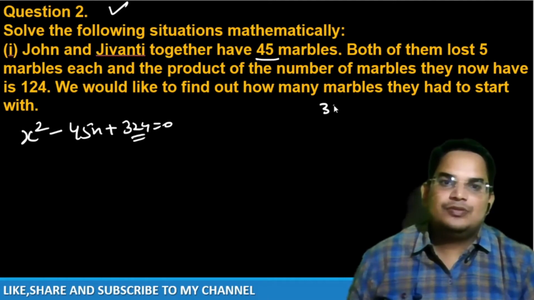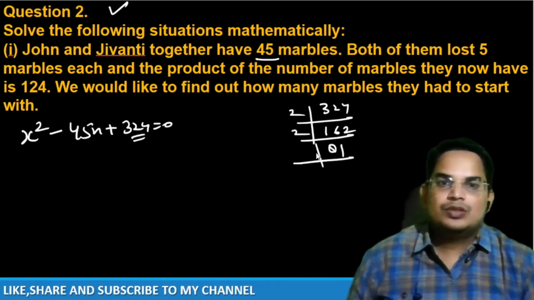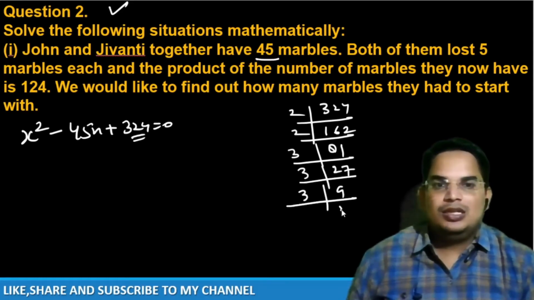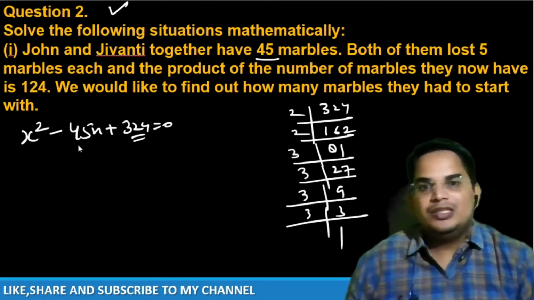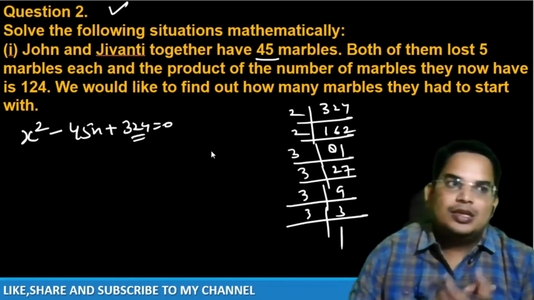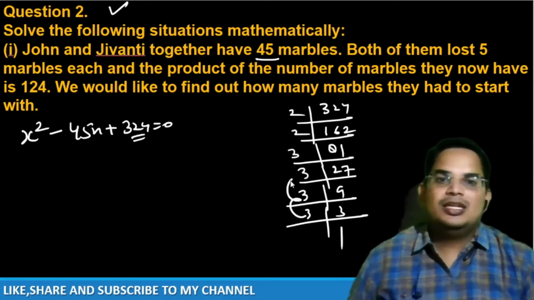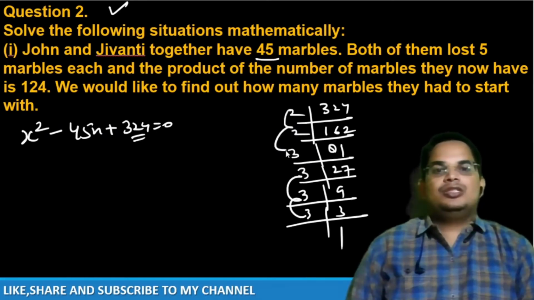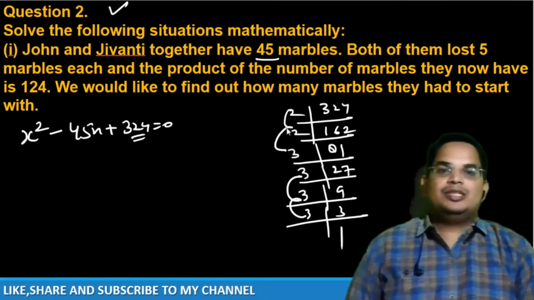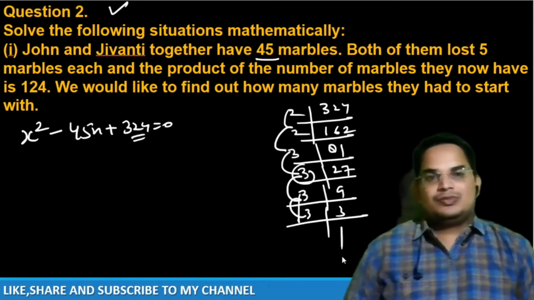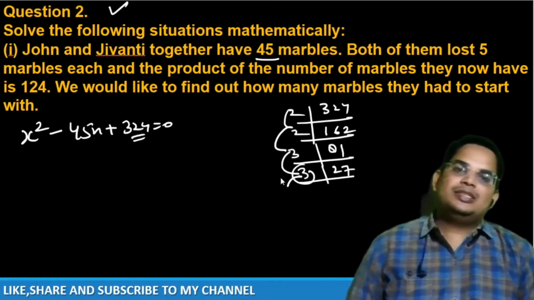So what are the factors of 324? If I talk about 324, 2 1s are 2, and after this 2 6s are 12, 2 2s are 4, 2 8s are 16, 3 2s are 6, 3 7s, 3 9s, 3 3s, and 3 1s. So 45 is given here, so I have to find two numbers in such a way that the product will be 324 and the addition will be 45. Look at this, 3 3s are 9, 9 3s are 27, and 2 2s are 4, 4 3s are 12. No, it is not possible. So what you can say, 2 2s are 4, 4 3s are 12, 12 3s are 36, 36 plus 9, 36 plus 9 become 45, and 36 9s are 324.